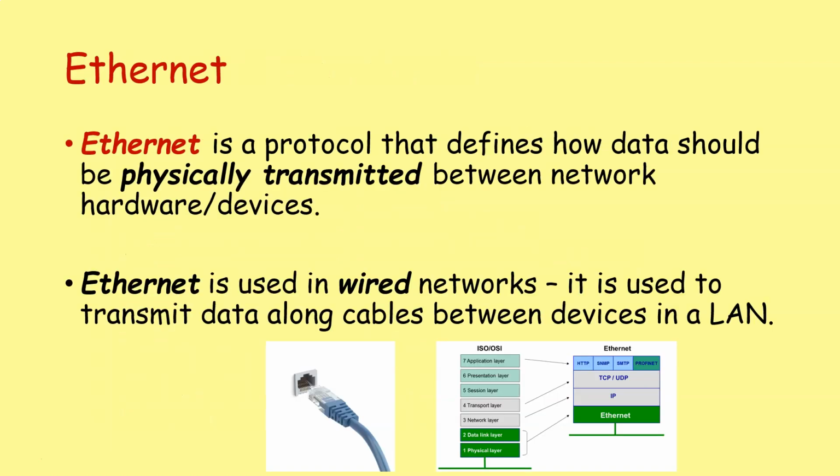Ethernet is a protocol that defines how data should be physically transmitted between network hardware devices. Ethernet is used in wired networks. It is used to transmit data along cables between devices in a local area network.